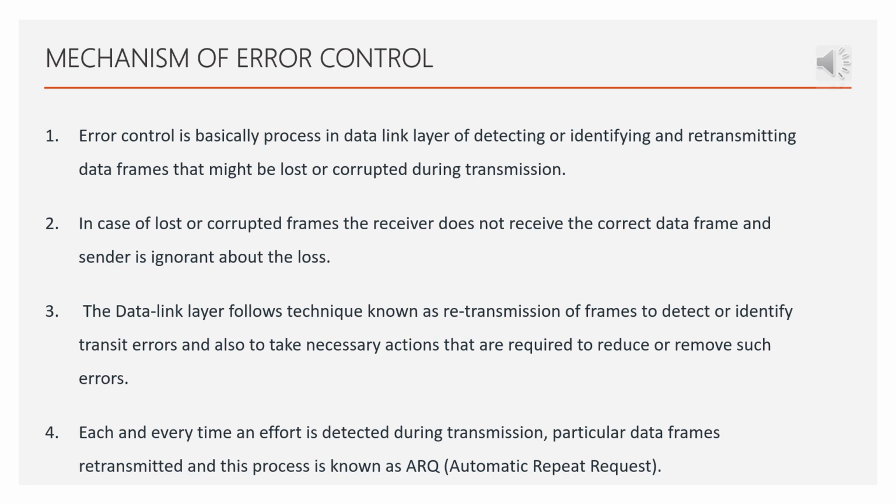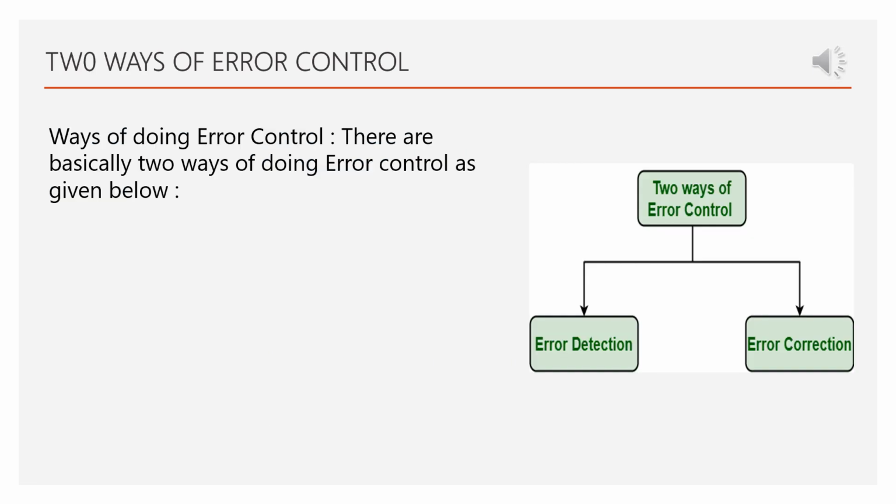Each and every time an error is detected during transmission, the particular data frame is retransmitted, and the process is known as ARQ, automatic repeat request. There are two ways of error control, namely error detection and error correction.